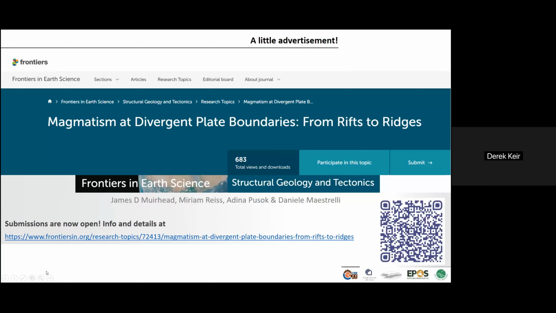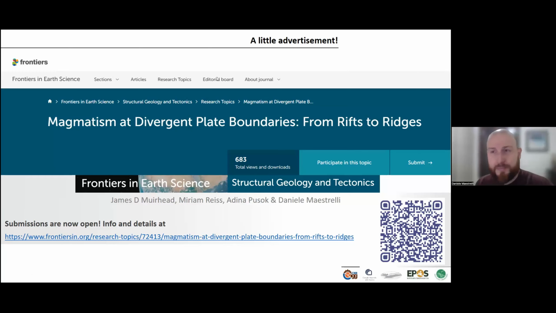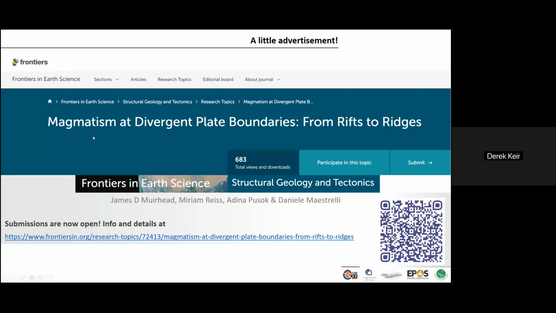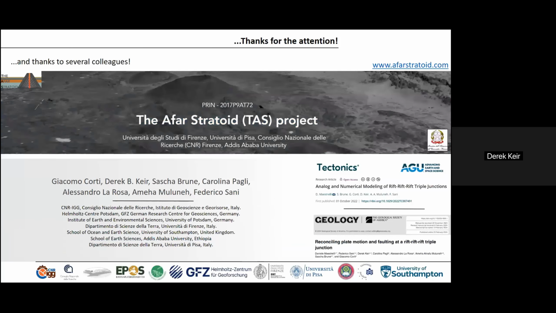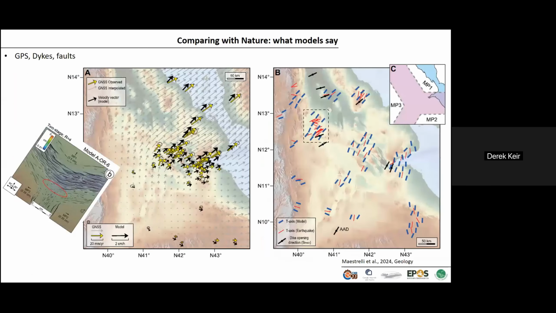Thanks very much, Daniele. So I open the floor to questions. I can ask a question in the meantime. You showed the map showing the t-axes and the dike orientations, and they had quite sharp rotations in some places, especially near the triple junction. So how does it work when you have orthogonal normal fault systems operating at the same time, rather than combining to form an oblique slip? What are your thoughts on this process?